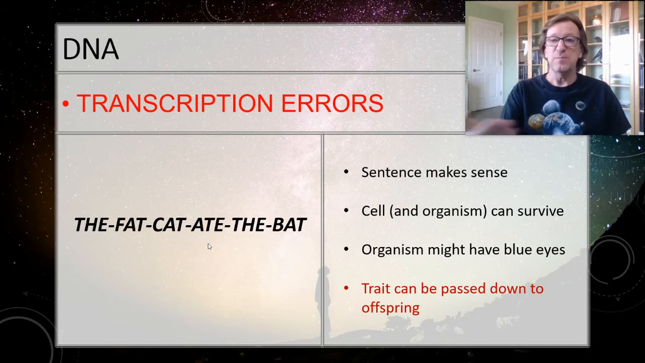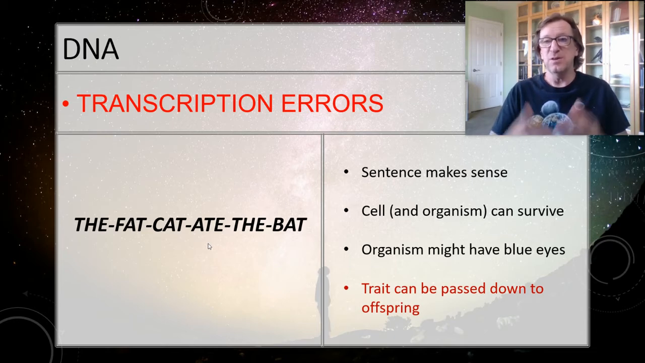Now, this trait can be passed down. If there was some evolutionary advantage, some sort of natural selection advantage to having the blue eyes, then in that particular environment, most people would have blue eyes. On the other hand, if there's no particular advantage to it, then we're not necessarily going to recruit more. The population of blue-eyed people isn't going to grow.